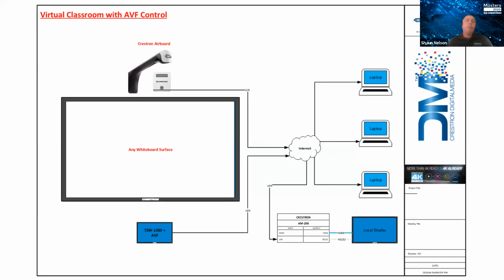If I add an AM200 and a touchscreen, and the key is I have to add a touchscreen for this to work. But if I add an AM200 and a touchscreen, now I get AV framework capability. Now I have the ability to actually stream it to the AM200 and show up on the local display from the AM200. So I just made this available to everyone outside and directly to my students inside. And if I have a mixed environment, this is absolutely perfect for a mixed environment.